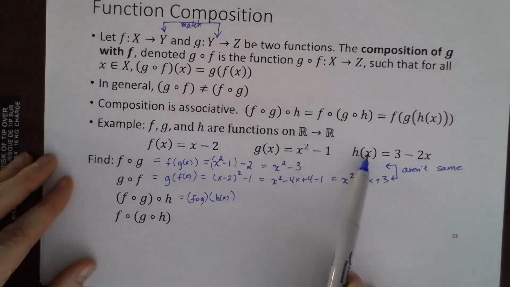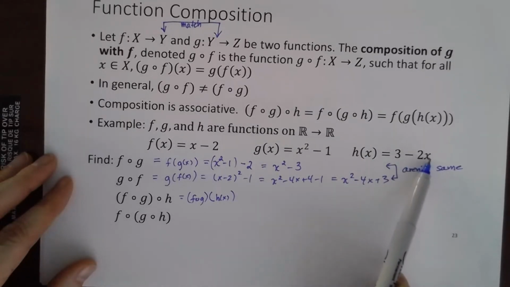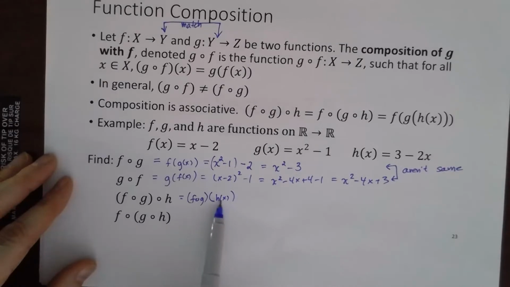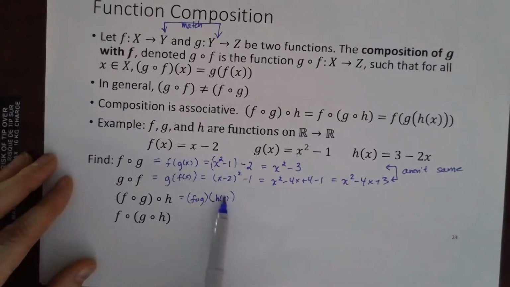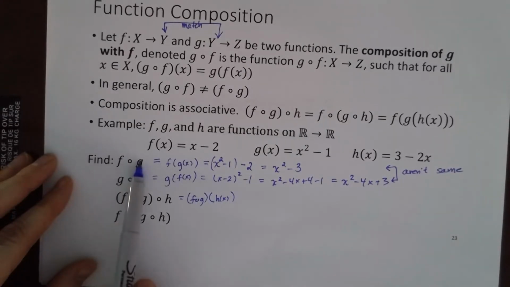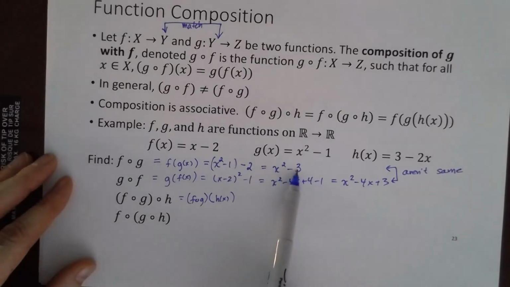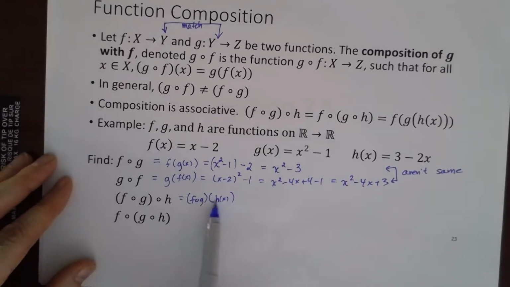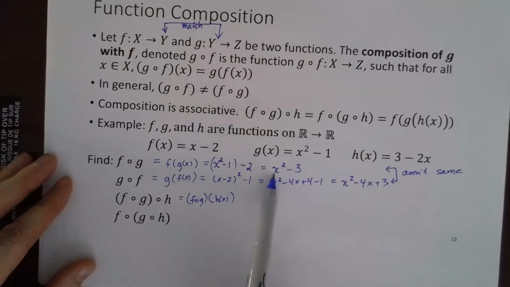Okay, so here's h of x, which is 3 minus 2x, and I'm going to put that into the argument of f of g. So here's f of g, which is x squared minus 3. So I'm going to put h of x in for the argument over here. Okay. Does that make sense?